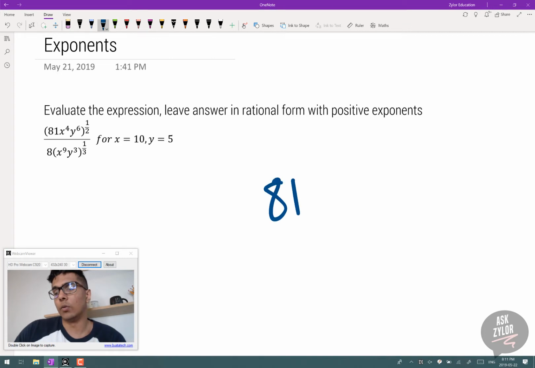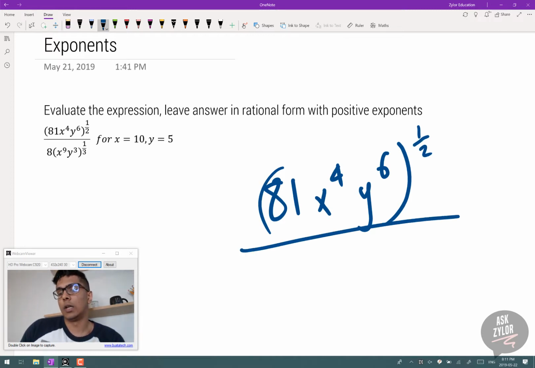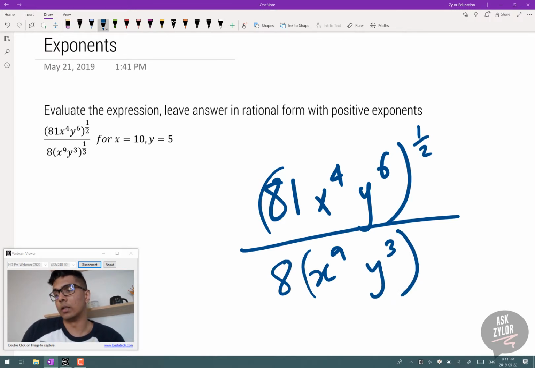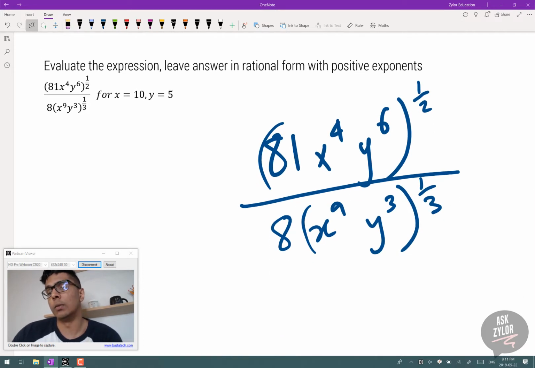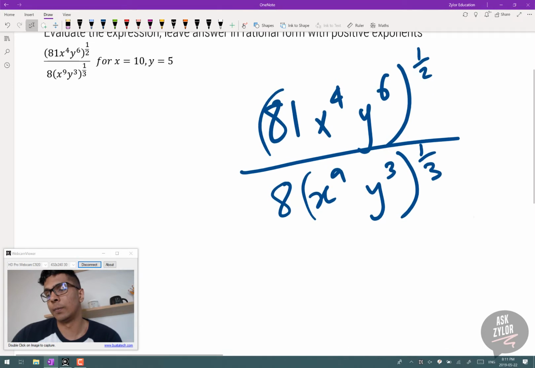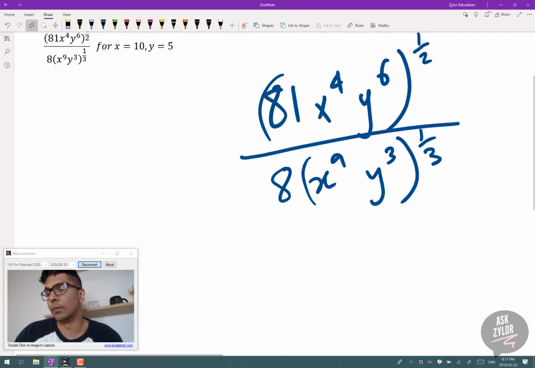So we have 81 x to the power 4, y to the power 6, all to the power of 1 over 2, over 8x^9, y^3, all to the power of 1 over 3. So let's go ahead and simplify this before we start plugging in the x and y values. Right? So we have to evaluate the brackets first in terms of BEDMAS.